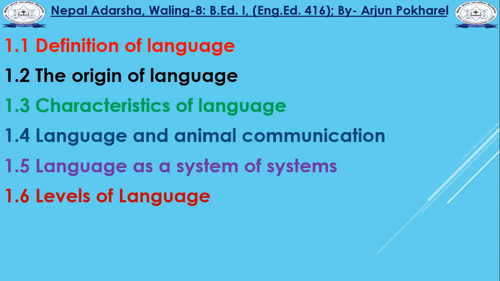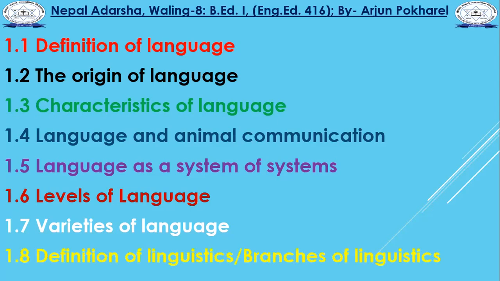The next one that we did is varieties of language. Okay, what are the different varieties of language that you did before? Dialect, register, and dialect. Okay, these are the three different varieties of language we did before.